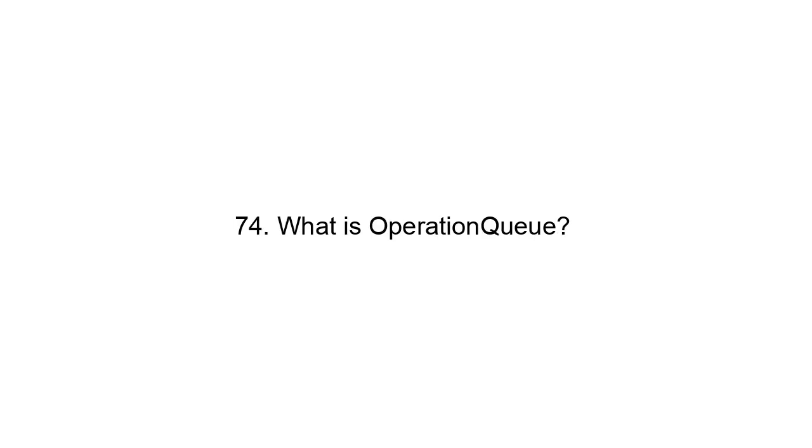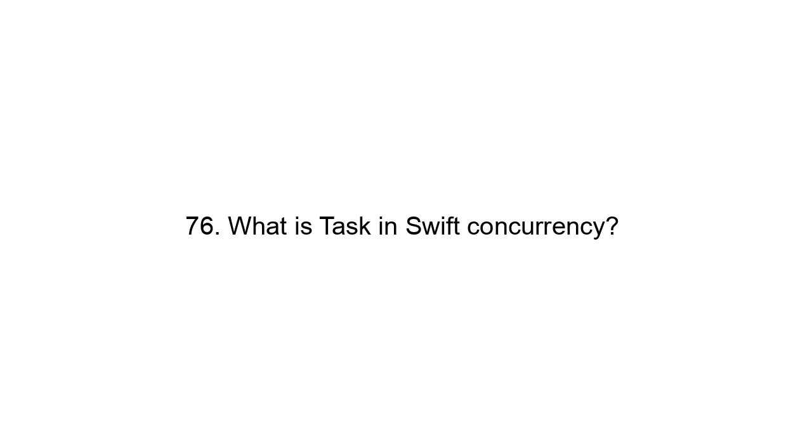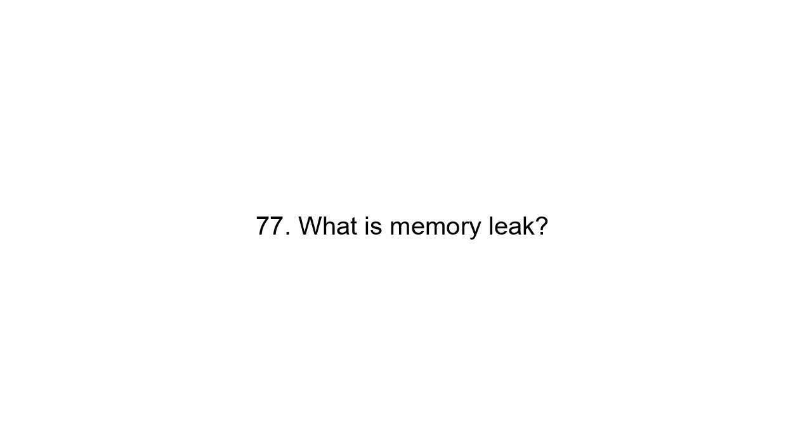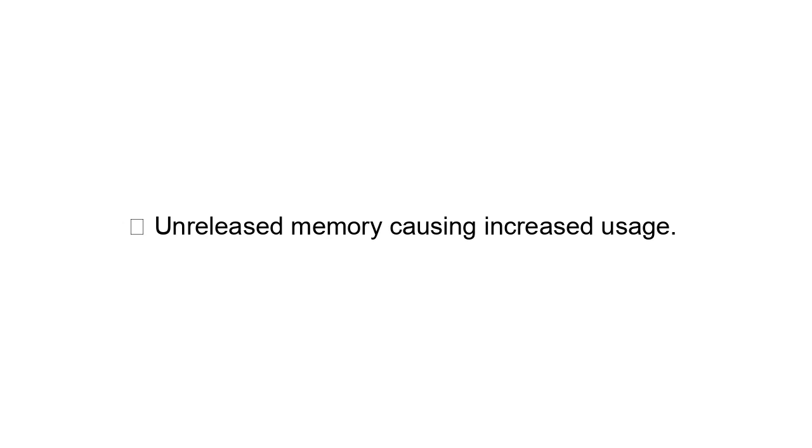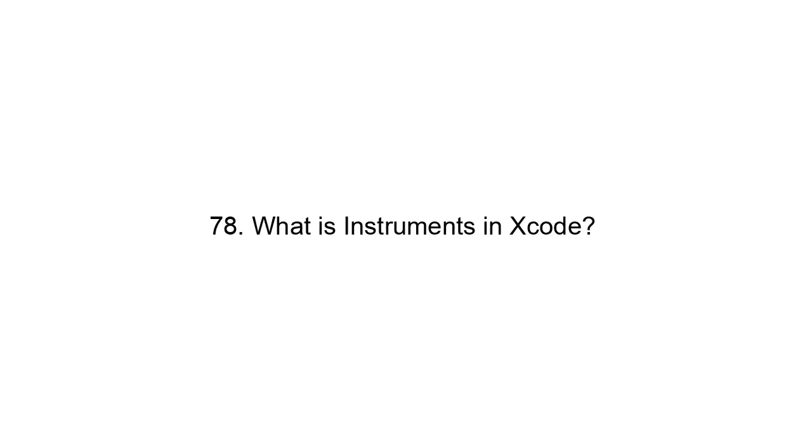74. What is operation queue? Manages background operations. 75. What is actor in Swift? Thread safe reference type. 76. What is task in Swift concurrency? Represents asynchronous work. 77. What is memory leak? Unreleased memory causing increased usage. 78. What is Instruments in Xcode? Performance debugging tool. 79. What is caching? Storing frequently used data. 80. What is pagination? Loading data in chunks.